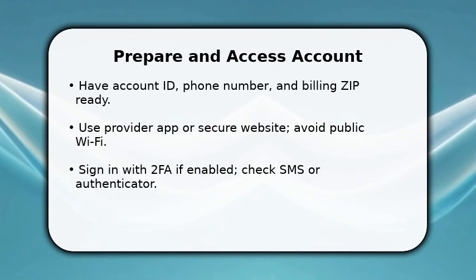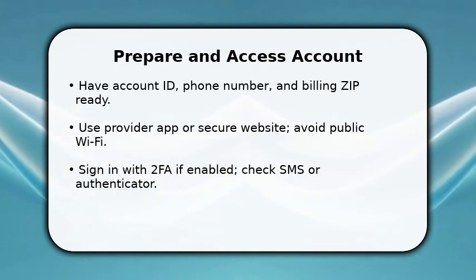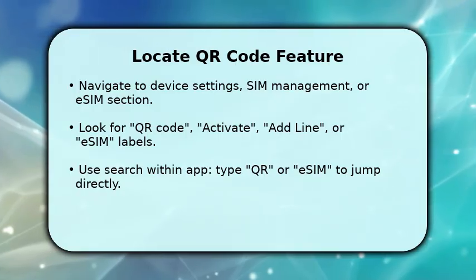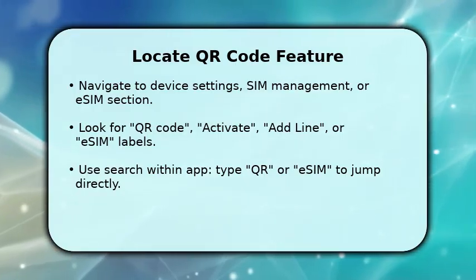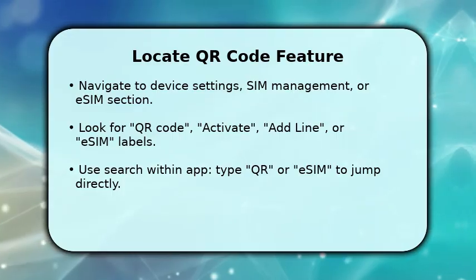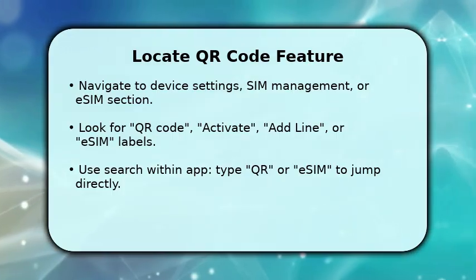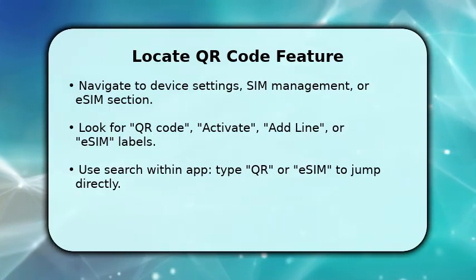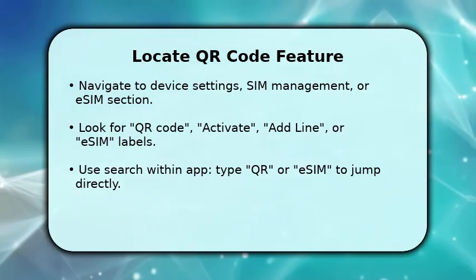Once done, navigate to Device or Account Settings and head to SIM Management or the eSIM section. This is where providers usually store activation QR codes. If you don't see it, use the app search and type QR or eSIM to jump directly. Some interfaces hide it under Activate, Add Line, or Device Setup.